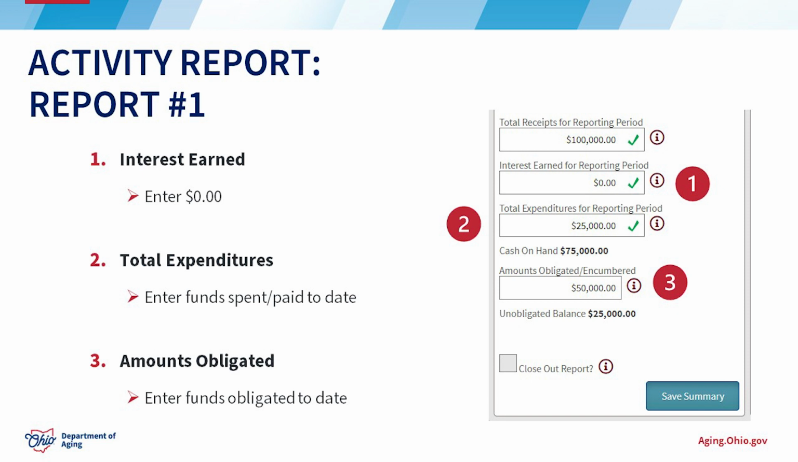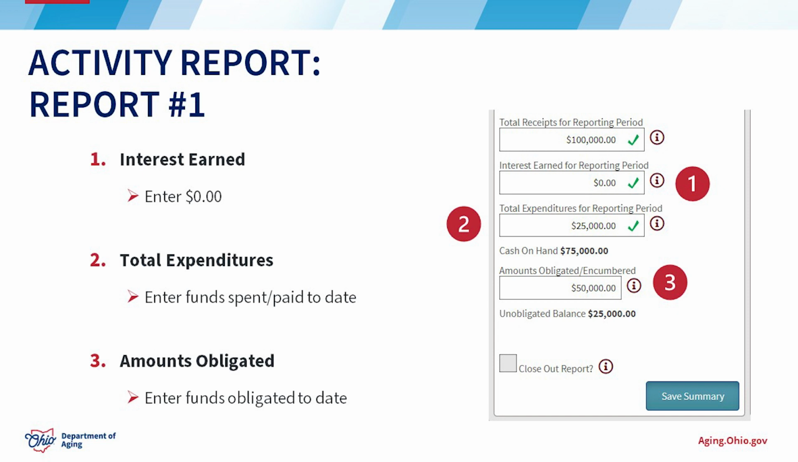For bubble 1 above, make sure to enter 0 in the interest earned for the reporting period. Remember, interest earned is not required to be reported or applied to the program for this funding opportunity. For bubble 2 above, we entered the total amount for the expenditures for the reporting period. So in this example, I've already paid $25,000 for this reporting period. So I'm going to report that as my total expenditures here.